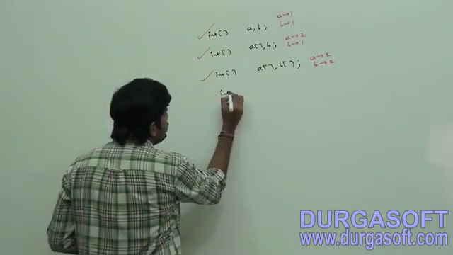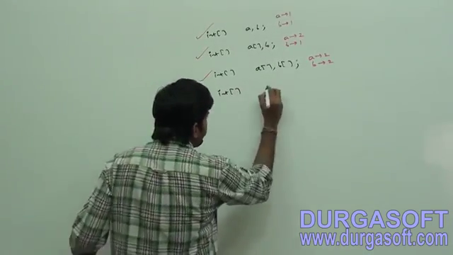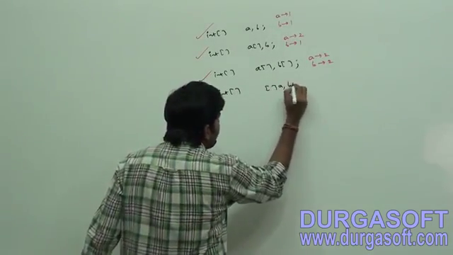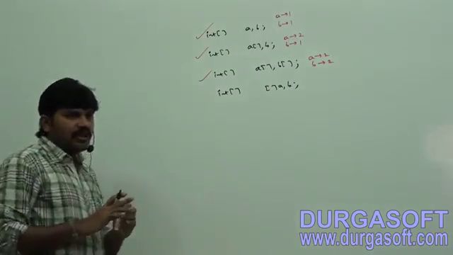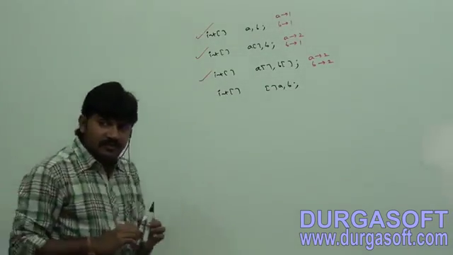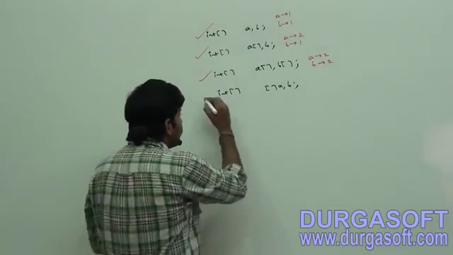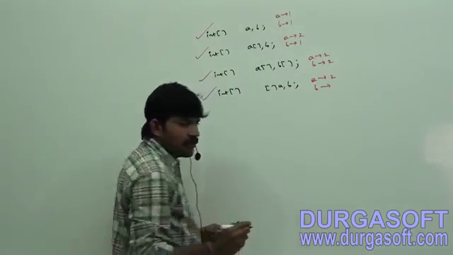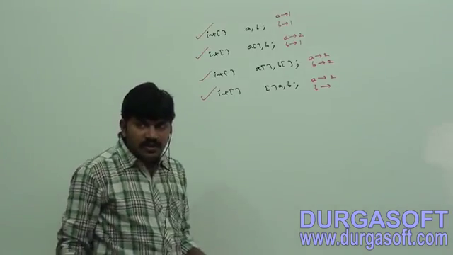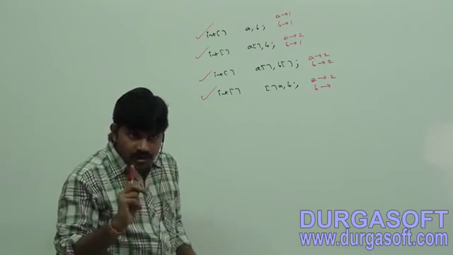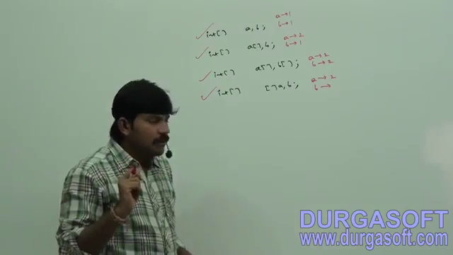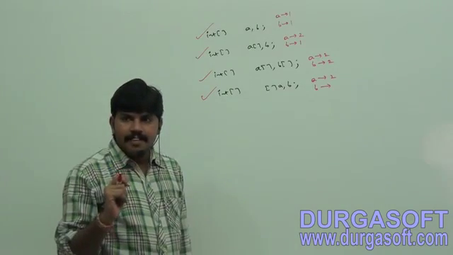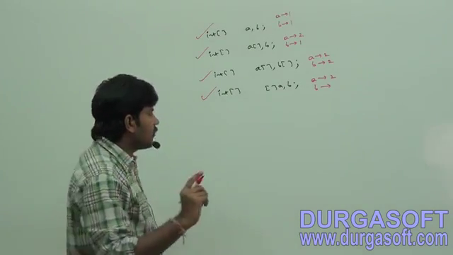Next, int array A comma B. Can you tell what is A's dimension? 2. What is B's dimension? Make sure, B's dimension is.